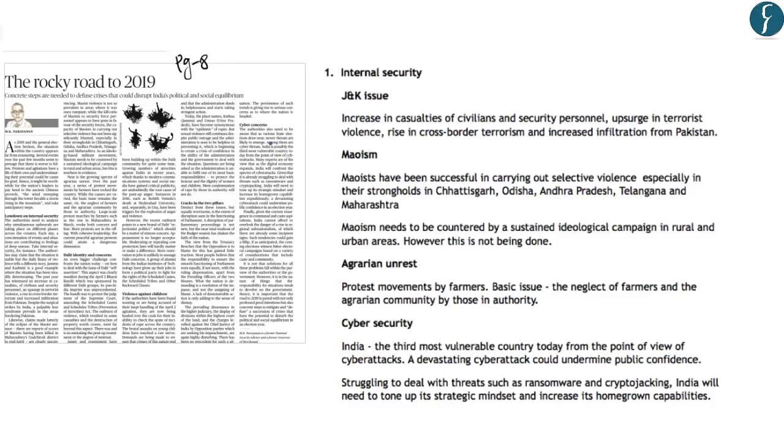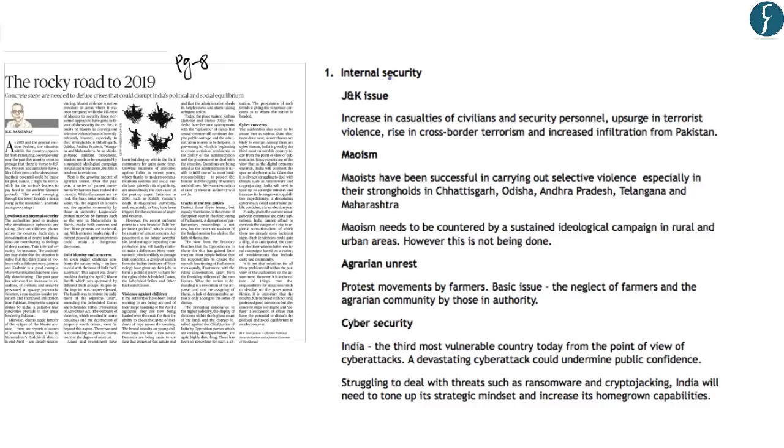The next article that we will discuss appears on page 8 and it reads The Rocky Road to 2019. So, although this article is a political one, yet it covers many challenges that India faces and they form a part of the UPSC syllabus under different topics. So, we will discuss all those issues one by one in today's discussion.